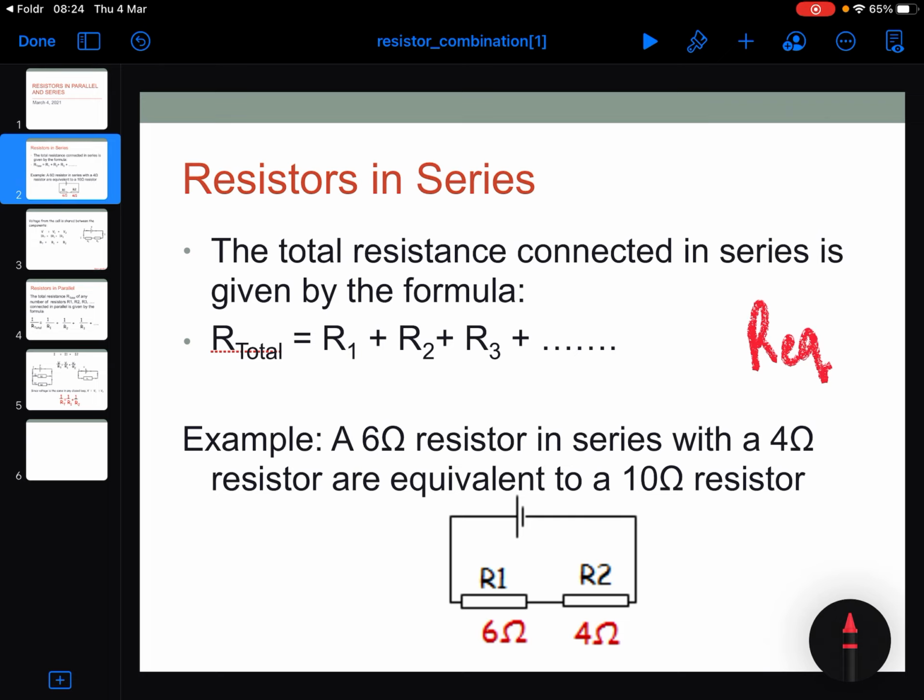Occasionally you will see it being referred to as REQ as opposed to R total. And what they're trying to say is that's R equivalent. Like what's the same, what one resistor could we put in to represent all of these? So it's the same thing as R total effectively.